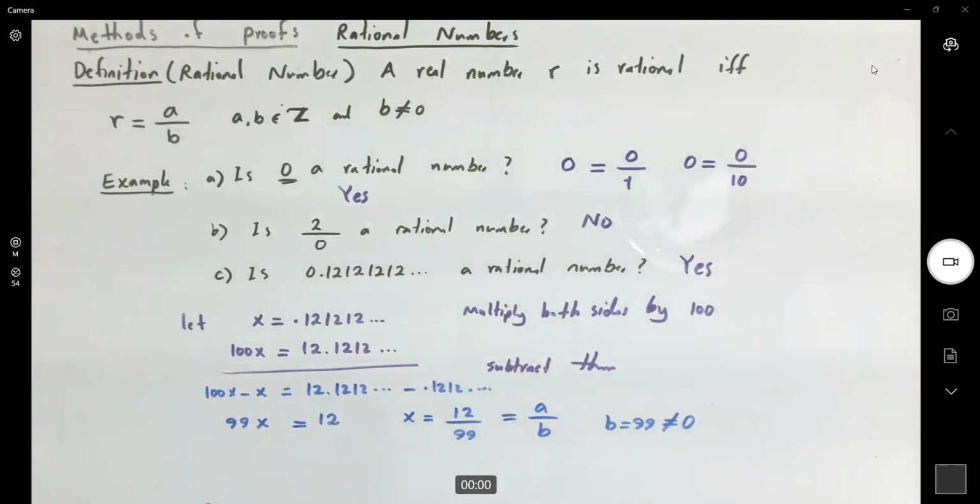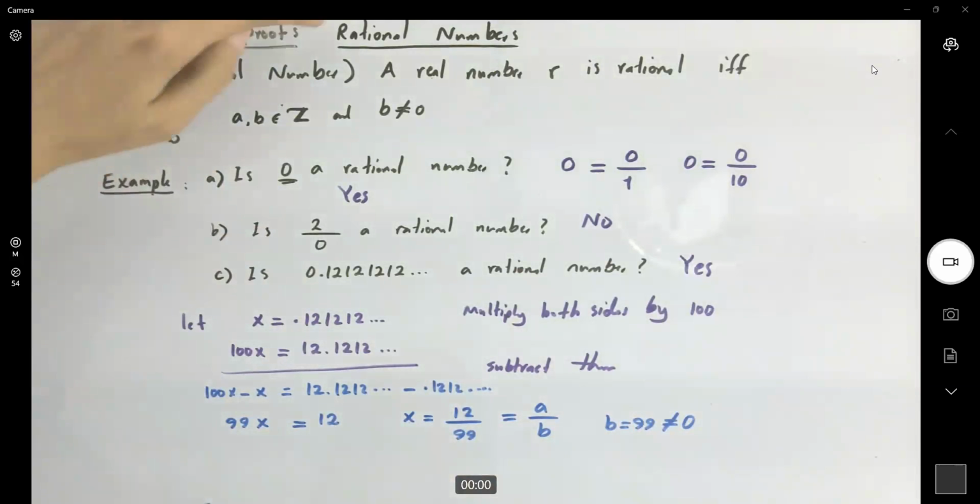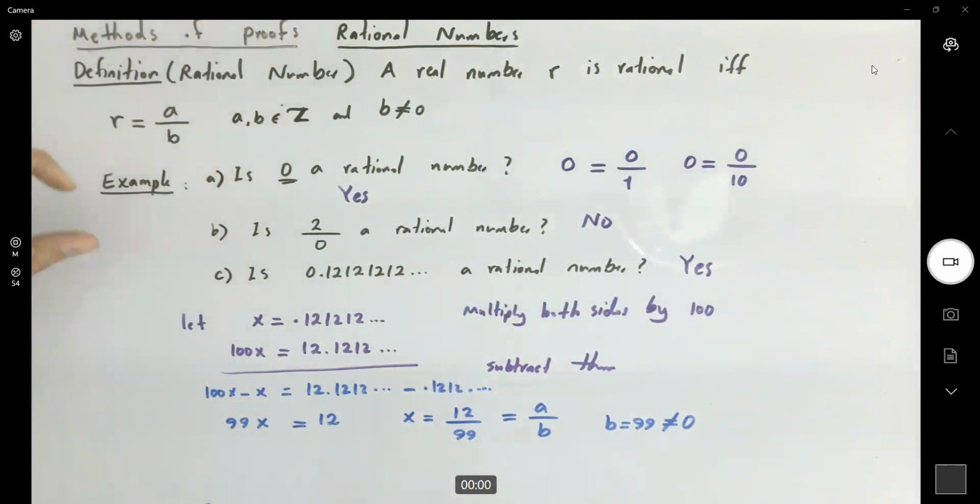For some cases like this, you can usually use the definition and check to see if you have a rational number or not. But for more general statements, like universal statements, you need to use the direct definition of the rational number to prove it for general cases.